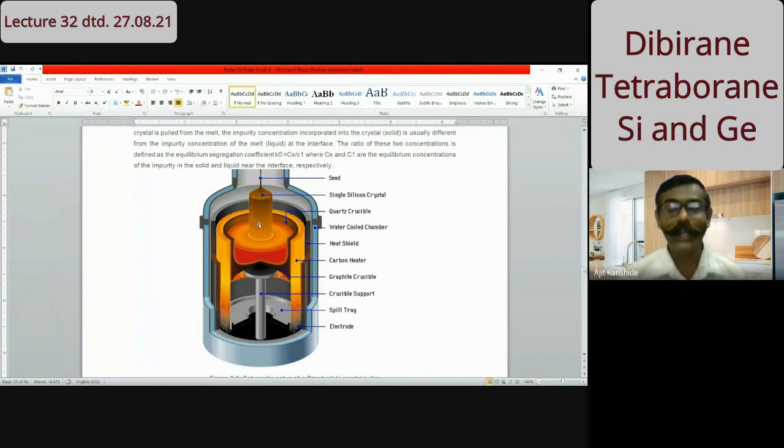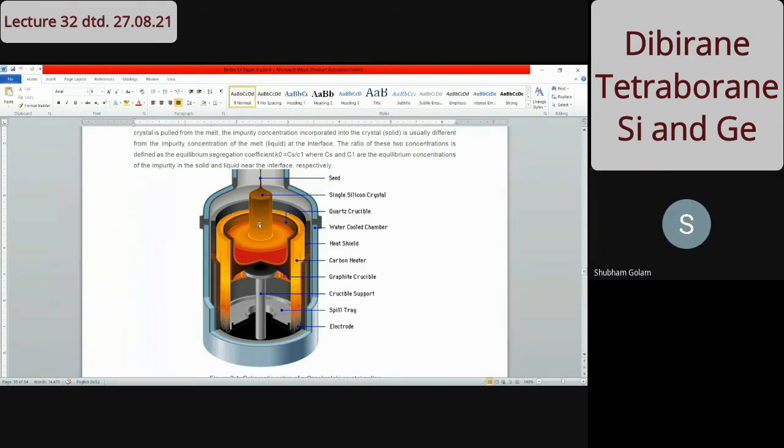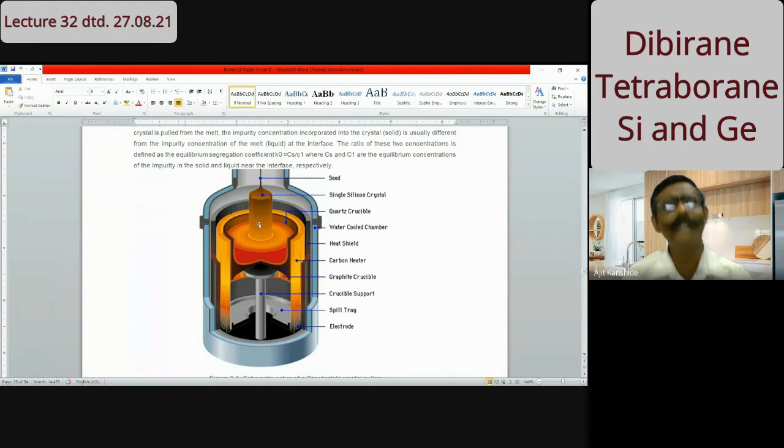Okay, for that I give you one example. If you take ice and melt it, you will get liquid water. My question is, can you reverse that process? From water, can you obtain ice? Can you solidify that? Yes. How? By freezing, by cooling.